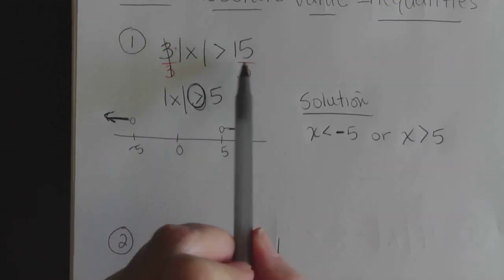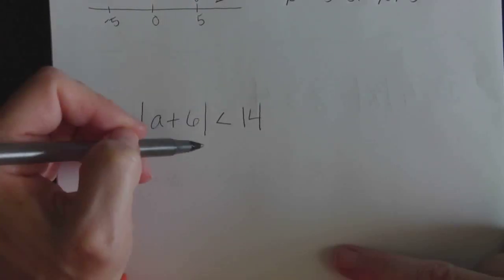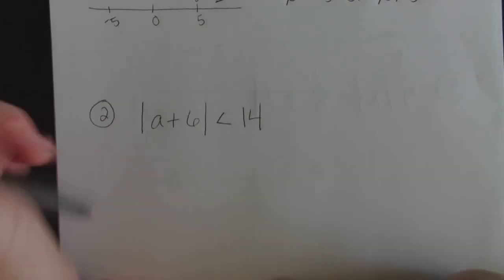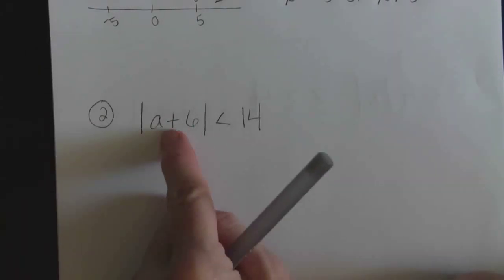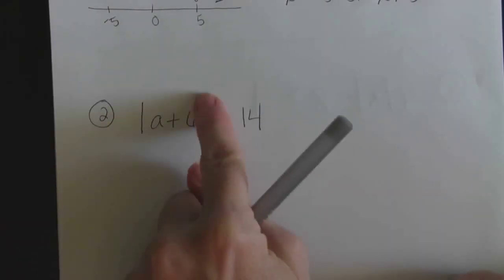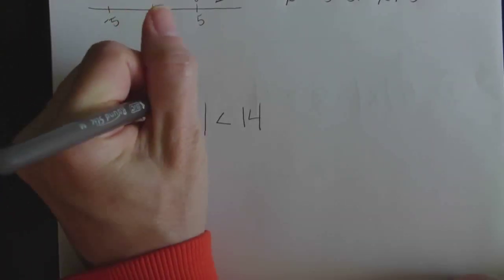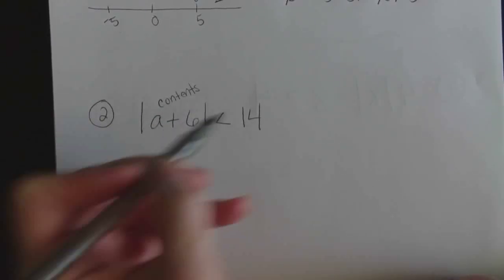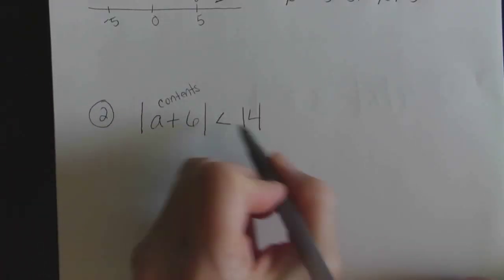Now in the next example, I'm going to turn this symbol around and see what happens when we do a less than. So let's take a look at number 2. This says the absolute value of a plus 6 is less than 14. First I'm looking to see if I have anything outside of the bars on this left side, and I don't. I have the +6, but that's on the inside, so that's part of the contents of the absolute value. So what I'm saying is these contents are less than 14 away from 0.